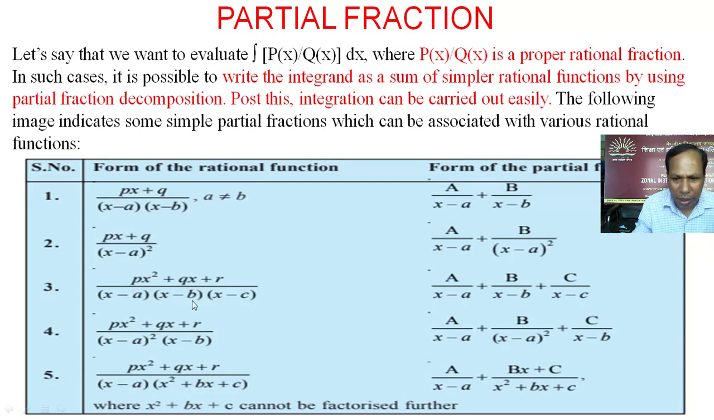Similarly, for a product of three linear factors, as I have already told you, it is some constant A by x minus a, plus B by x minus b, plus C by x minus c. And again, for some numerator divided by a product of linear and quadratic, where the quadratic is a repeated factor, we write some constant A by linear plus B by quadratic plus C by linear x minus b. So it is x minus a whole square into x minus b.